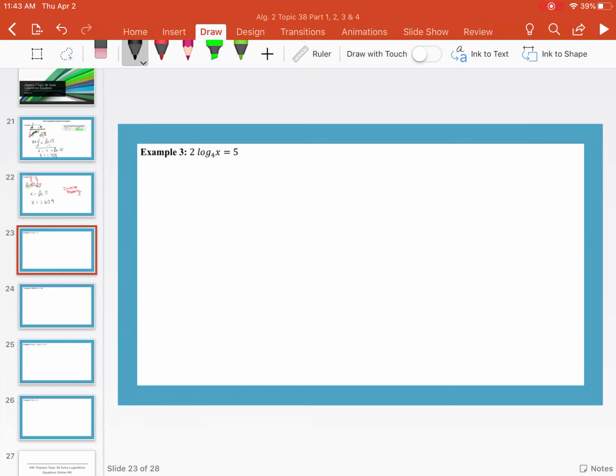Moving on to the next example, we have 2 times log base 4 of x equals 5. Now notice here how we're not dealing with natural logs anymore, but instead we're dealing with regular logarithms. But my base here is 4. It's not 10. So we're going to keep that in the back of our mind for a little bit later in the problem. First though, we notice that we have 2 times this. So we're going to divide both sides by 2 so we can eliminate that. So we'll end up with log of base 4 of x equals 5 halves.